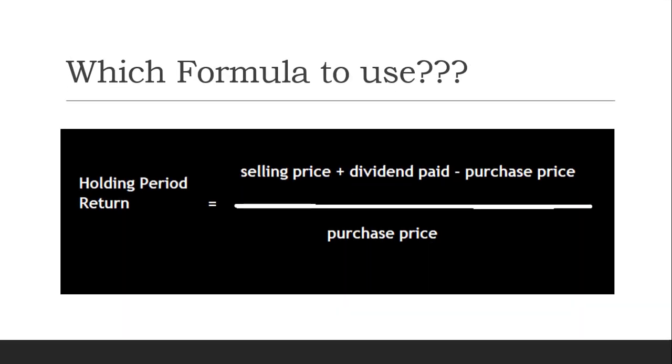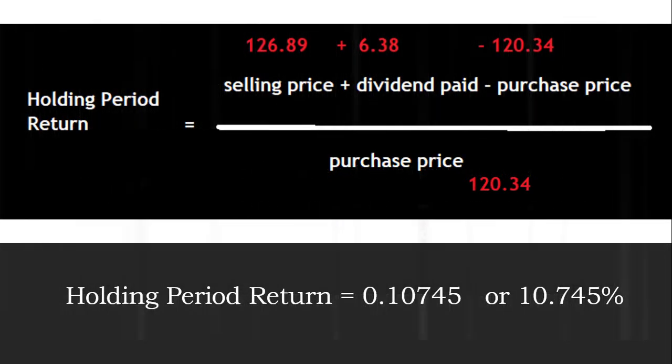And we have a pretty straightforward formula for that, as you can see on the screen. Nothing fancy about it. Selling price plus dividends paid minus the purchase price, divided by the purchase price. You input all the figures, and that gives you a holding period return of 0.10745. Always keep in mind that when we talk about rates and returns, the answer should be in percentage.